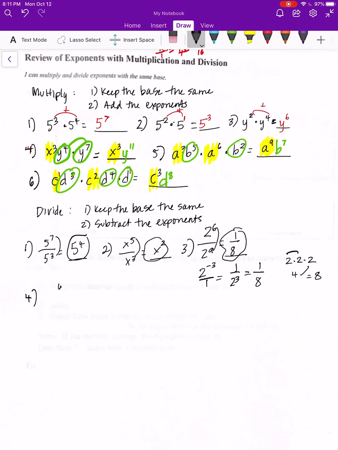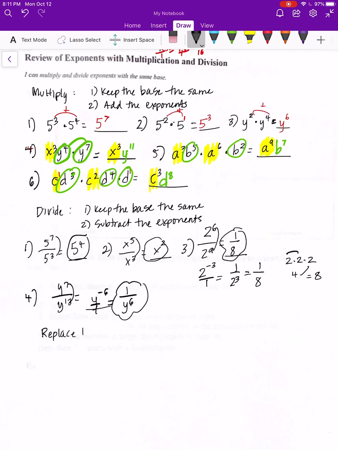What if I have y to the 7th over y to the 13th? So keep the base the same and subtract. 7 minus 13 is negative 6, but don't leave it as a negative. You know how to take care of negative exponents. So we put a 1 under it and we flip it. When we flip it, we drop the negative sign, and there's no more simplification to be done.